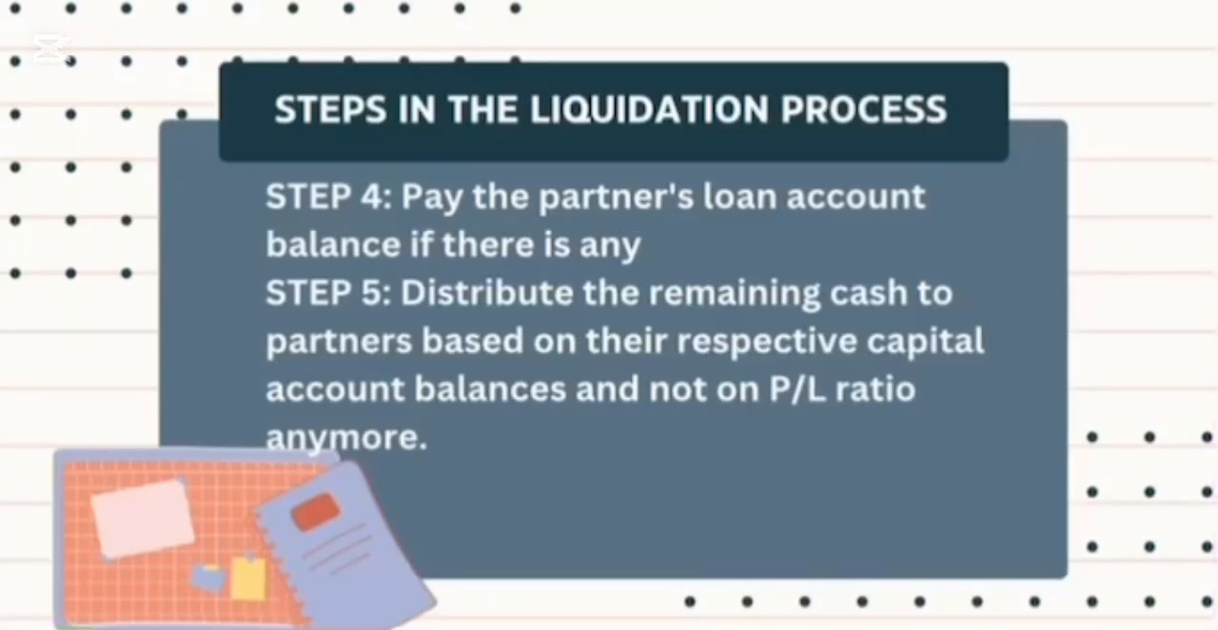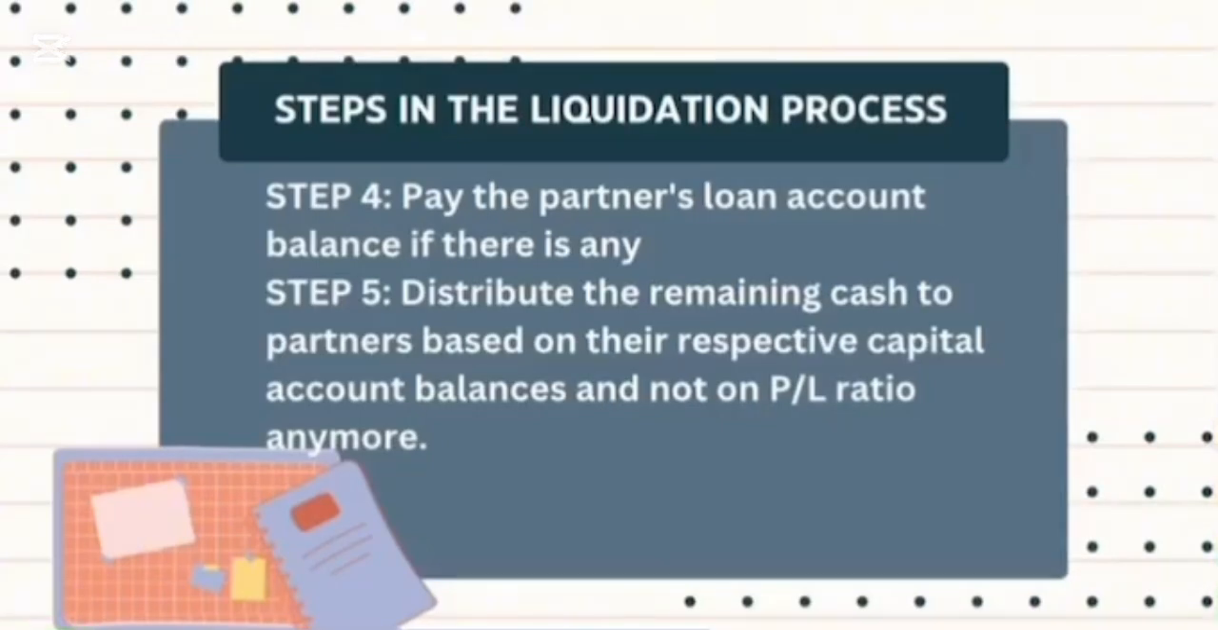First priority are those owing to outside creditors. Second priority, those owing to partners in respect of loans. And the third priority is those owing to partners in respect of capital and profits.